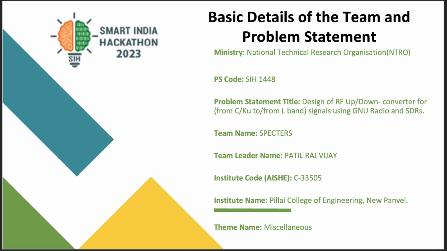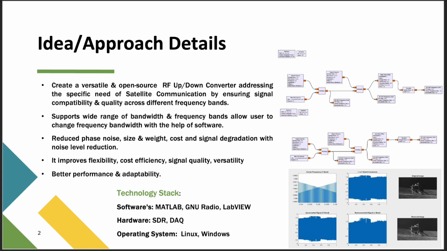Our problem statement ID is 1448, that is design of RF up-down converter from CKU to L-band by using GNU Radio and SDR. This problem statement is given by NTRO under miscellaneous bucket. The primary aim of this project is to harness the capability of GNU Radio and SDR to create a versatile and open source RF up-down converter by addressing the specific need of satellite communication and by ensuring signal compatibility and quality across different frequency band.